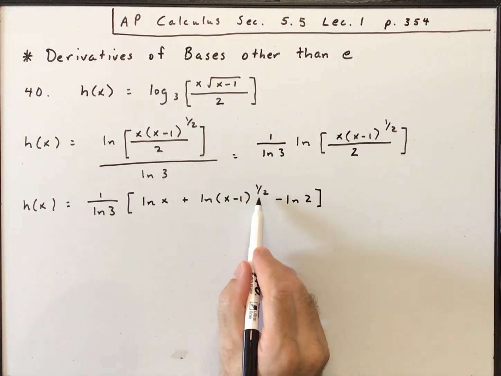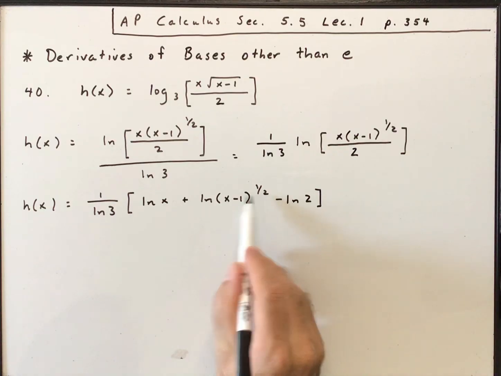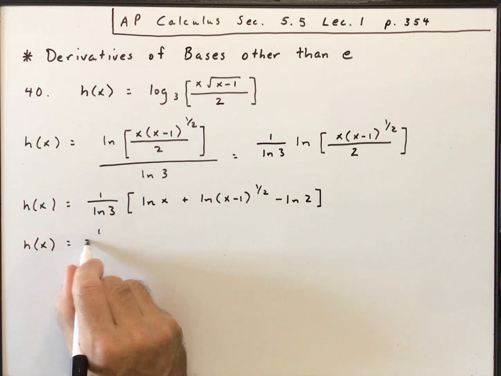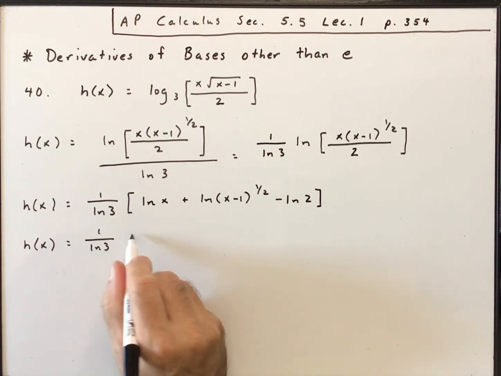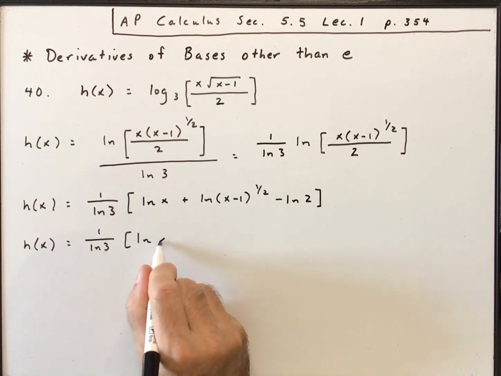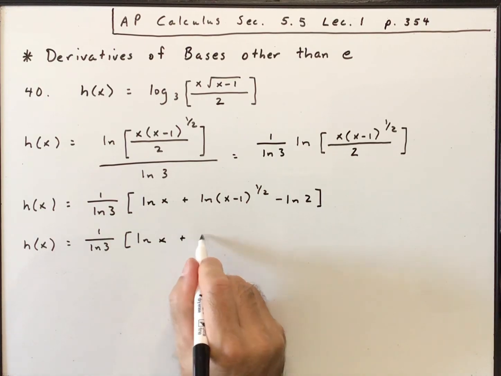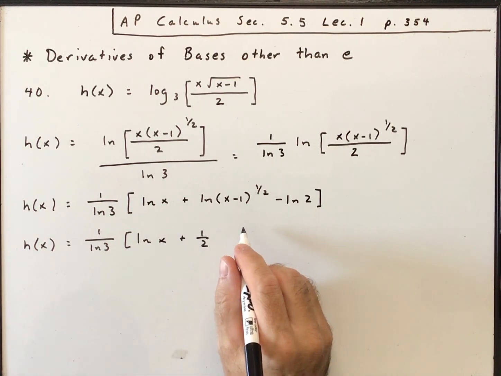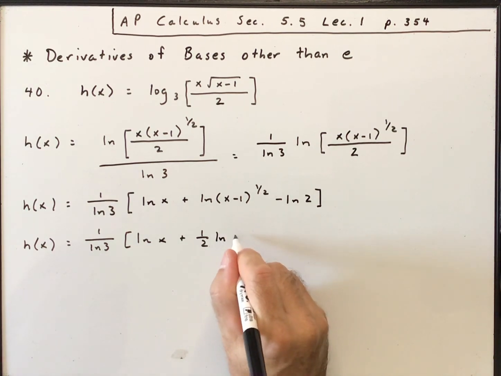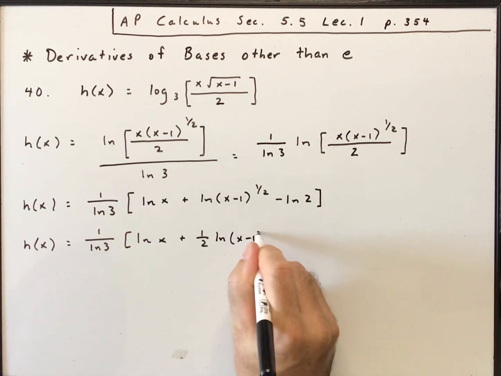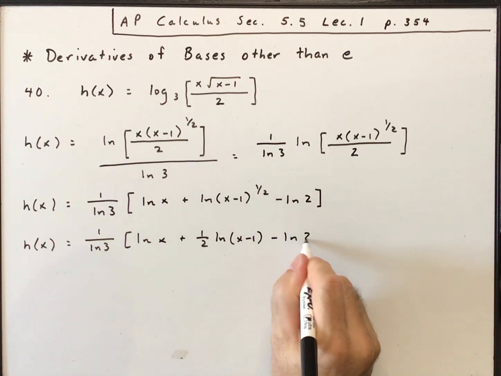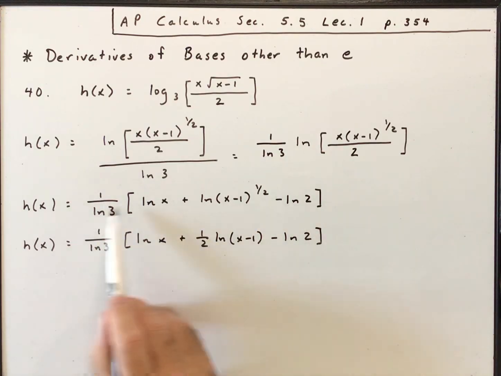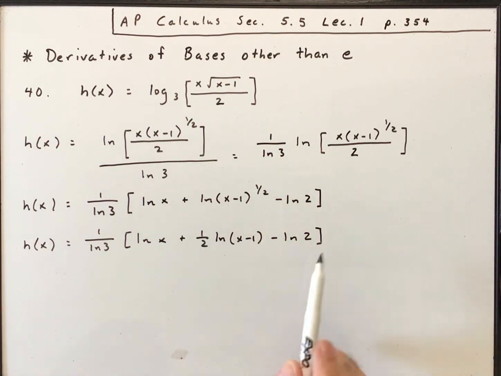And I can do one more thing. I can bring this 1/2, this exponent, out front, right? Properties of logs. So 1 over natural log 3 times the natural log of x plus 1/2 times the natural log of (x minus 1) minus the natural log of 2. Now you might have combined all of that, but I wanted to show you how I got the 1/2 for this first one.